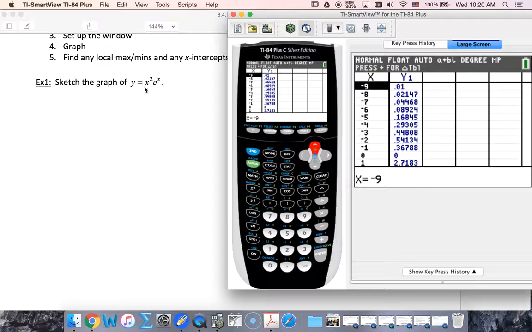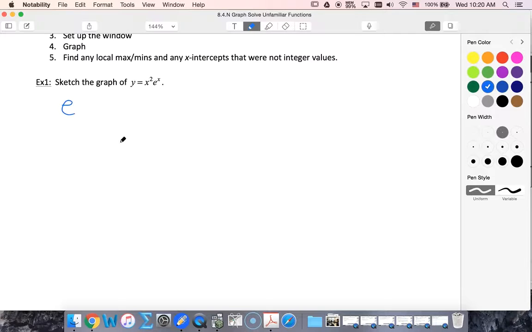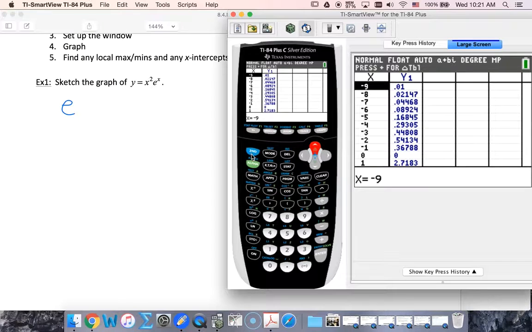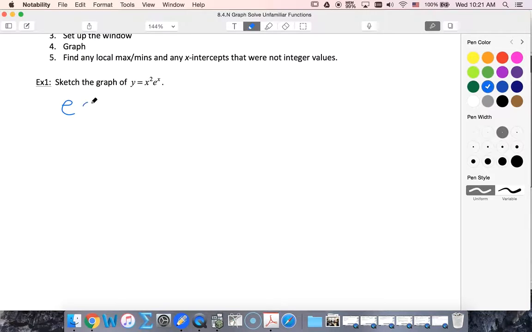And if I think about this, x squared is always positive. e is a number. Let's look at e. So if I go back to my home screen, the value of e, so let's just look at e to the first. e is a constant, and it's about 2.7.